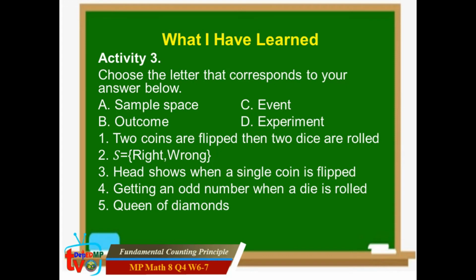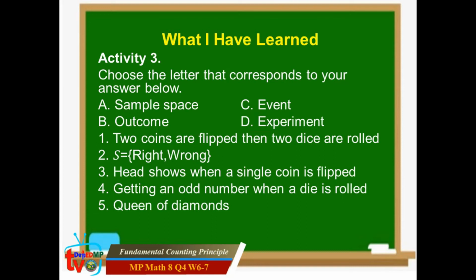For activity 3, choose the letter that corresponds to your answer below. Letter A, sample space. B, outcome. C, event. D, experiment. For number 1, 2 coins are flipped, then 2 dice are rolled. Number 2, S is equal to right or wrong. Number 3, head shows when a single coin is flipped. 4, getting an odd number when a die is rolled.